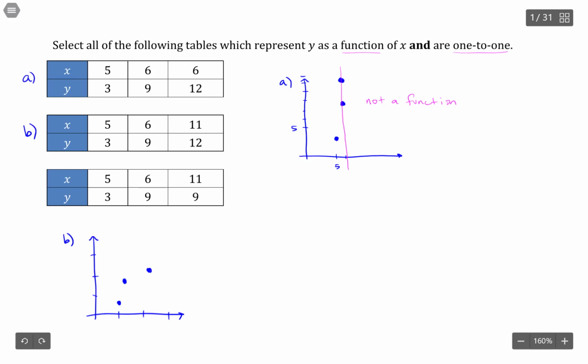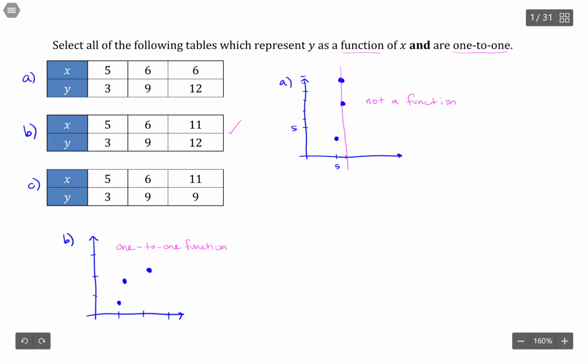So with this set of points, any vertical line that I drew would only pass through a single point at a time. So it is a function. So it passes the vertical line test, and it also passes the horizontal line test because any horizontal line I draw would only pass through a single point at a time. So this passes both the horizontal and vertical line test, so therefore this is a one-to-one function. So part B we would include as part of our answer here.